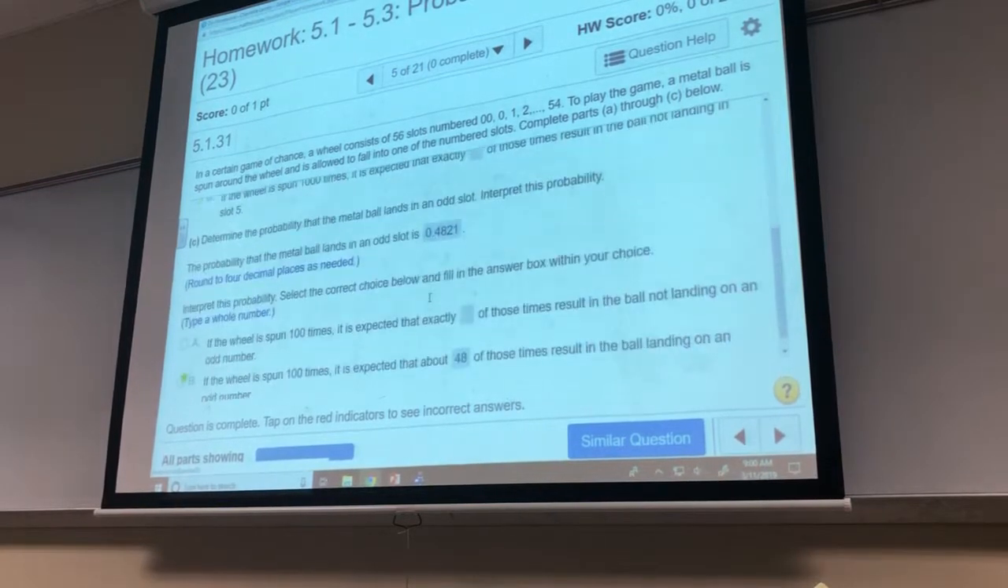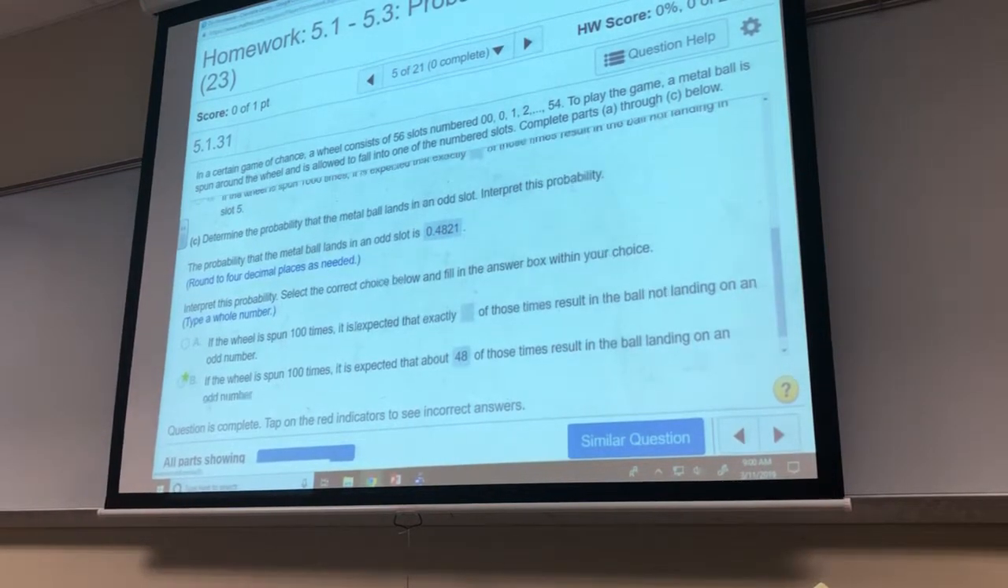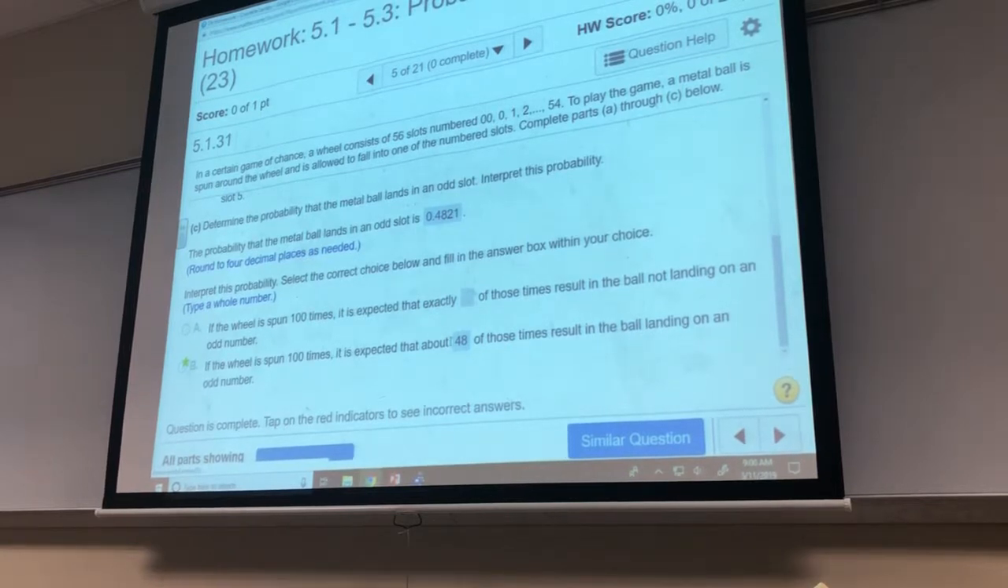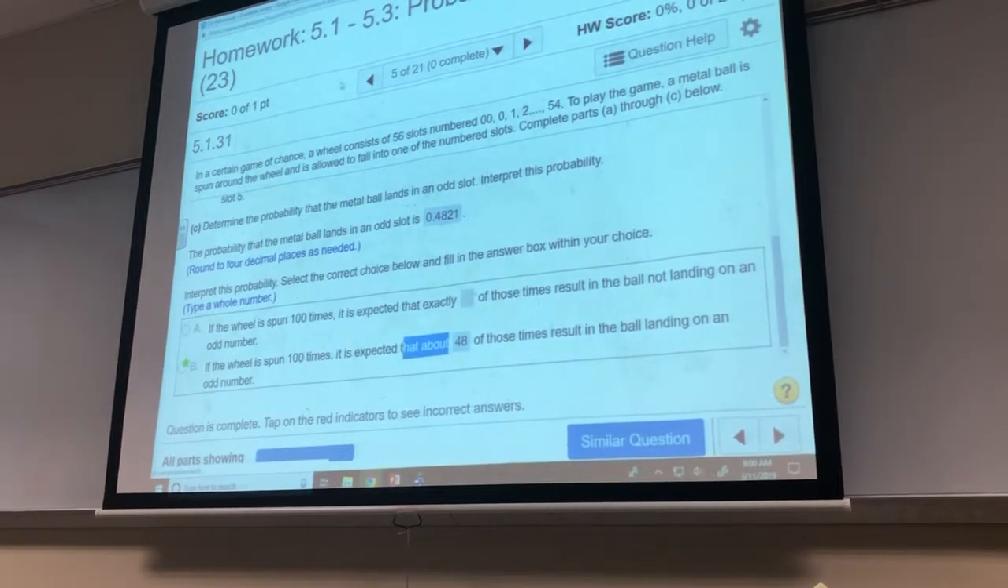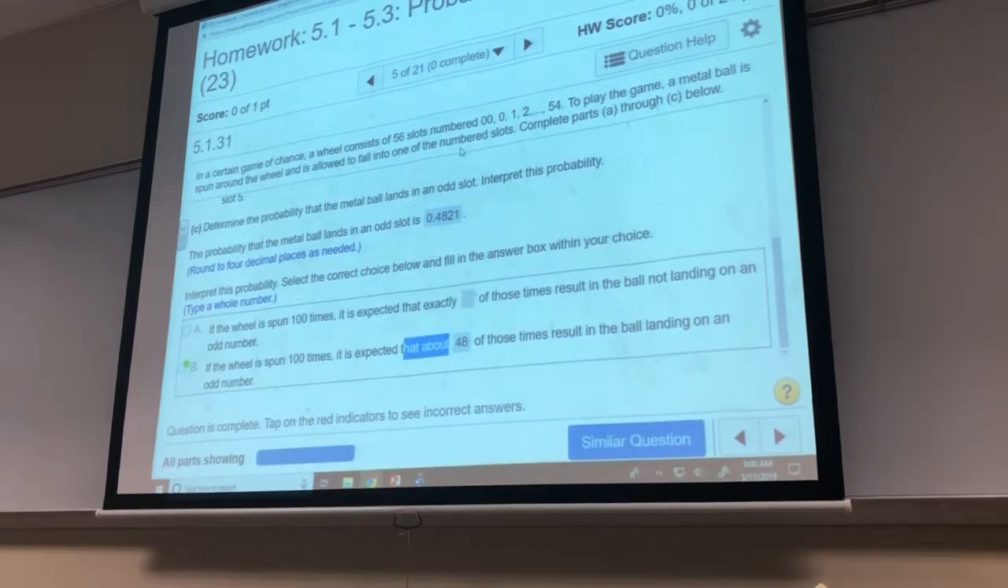Same thing down here. Calculate this probability, and then down here, it's about, not exactly. They took this number and multiplied it by, in this case, 100, the other one was 1,000, but this one's 100, so they took this probability and multiplied it by 100 to get 48. So that's that follow-up question.